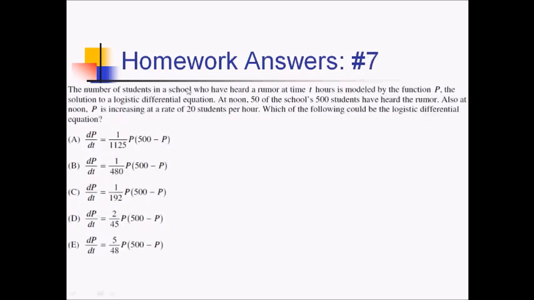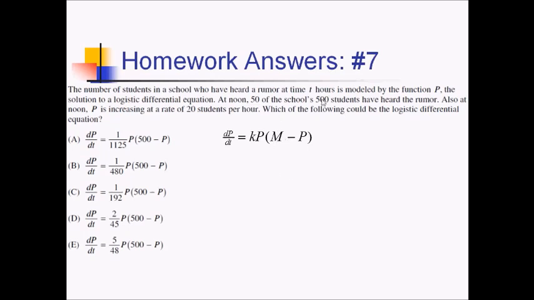For number 7, the number of students in a school who have heard a rumor at time t is modeled by a function p, which is the solution to some logistic differential equation. At noon, we're given some other information. Eventually, we want to know which of the following could be the logistic differential equation. So in general, the logistic differential setup is going to be kp times (m minus p) equaling dp over dt. So we essentially want to figure out the values of k and m that are going to match one of these answer choices.